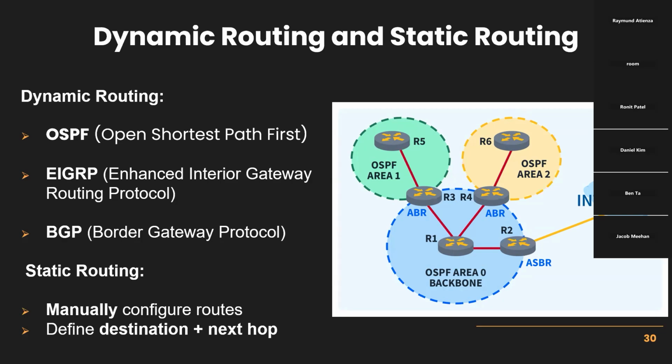So OSPF and all this stuff is a link state protocol. Imagine you could set up all the IP routes manually, where this guy connects to this guy connects to this guy. Or you could do something like OSPF, EIGRP, or BGP.